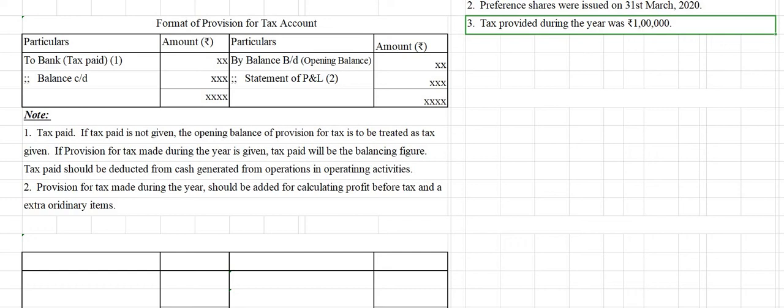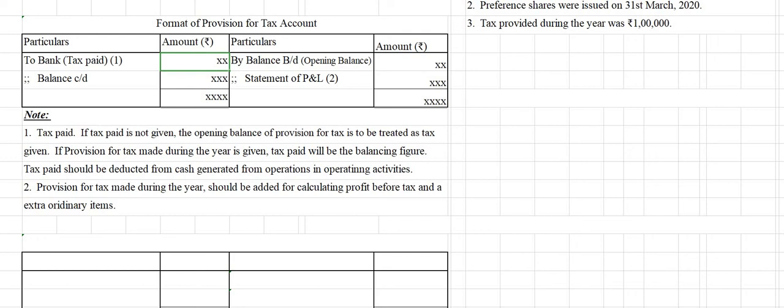How will it be the balancing figure? Suppose the opening balance is given, the closing balance is also given, that will be there in the balance sheet. Then tax made during the year or written off is given here. So what we will do? We will add this column and deduct the other column. Then we will get the answer here. So that will be the balancing figure. When? When tax made or tax written off from the profit is given. Then tax paid will be the balancing figure.